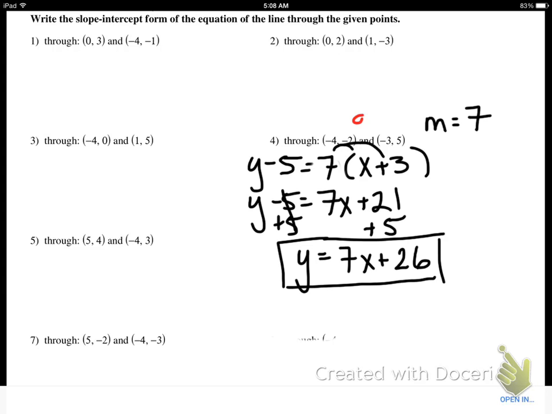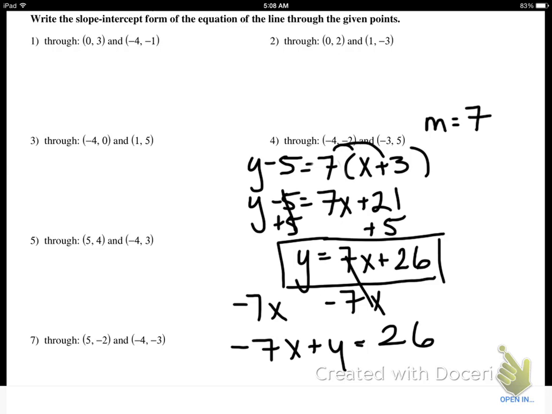But what if the directions had read write in standard form? Well, you have a little bit more work to do, don't you? So if the directions had said write in standard form, that's ax plus by equals c, you're going to have to put the x and the y together. And so maybe you would minus the 7x from both sides. You can do that. Negative 7x plus y equals 26.